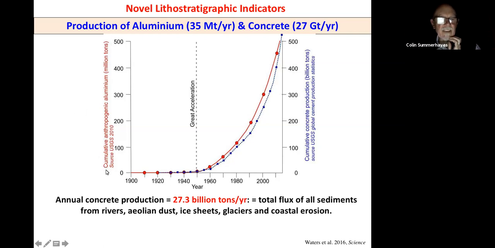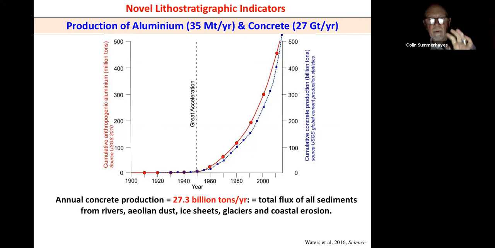So on the left-hand red scale is aluminium. You can see the aluminium curve in red. It amounts up to almost 500 million tons per year by the time we get to today, which is the right-hand side of the graph at the bottom. And concrete, similarly, that's the blue data. Those are not in millions of tons, they're in gigatons, which are billions of tons. And so you can see how the concrete's also increased. The annual concrete production is now just over 27 billion tons per year. And if we added together the total flux of all the sediments coming down the rivers, all the windblown dust, all the ice sheet contributions, all the glacier contributions, all the coastal erosion, that would be about the same amount.